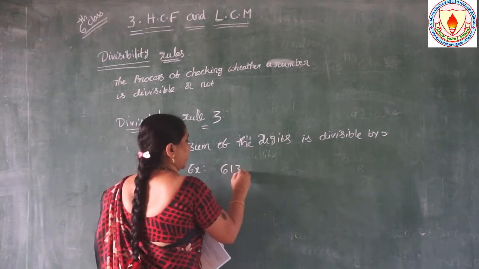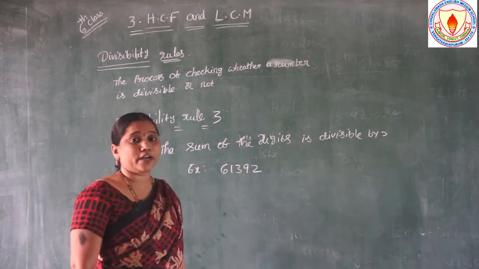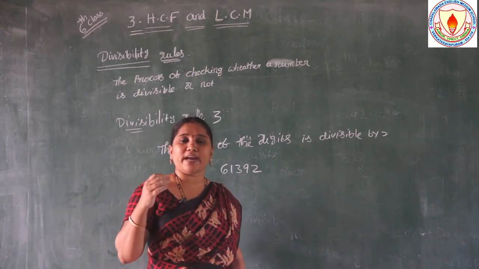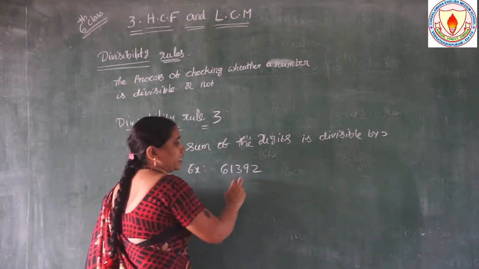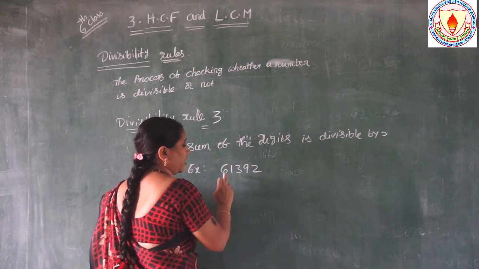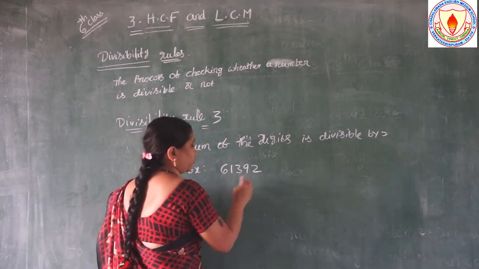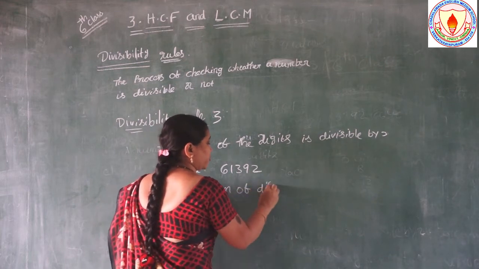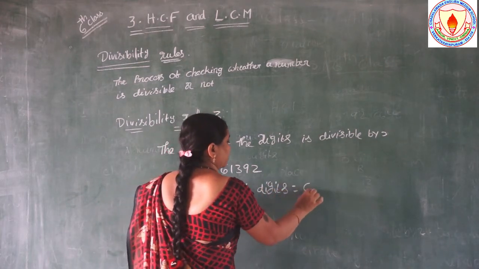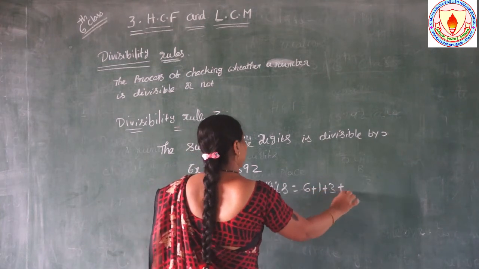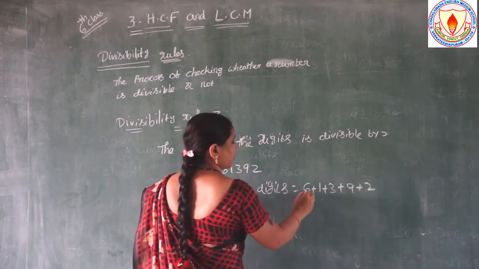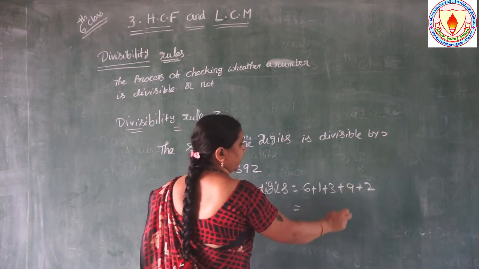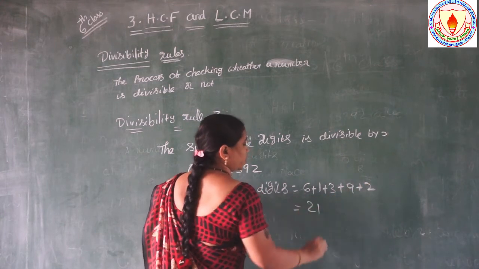Suppose 61392. How can we check the rule? We do the sum of the digits. Sum means what? Addition. We do the addition. What are the digits this number contains? 6, 1, 3, 9, 2. What is the sum of the digits? Here we need to add all the numbers: 6 plus 1 plus 3 plus 9 plus 2. 6 plus 1 is 7, 7 plus 3 is 10, 10 plus 9 is 19, 19 plus 2 is 21.